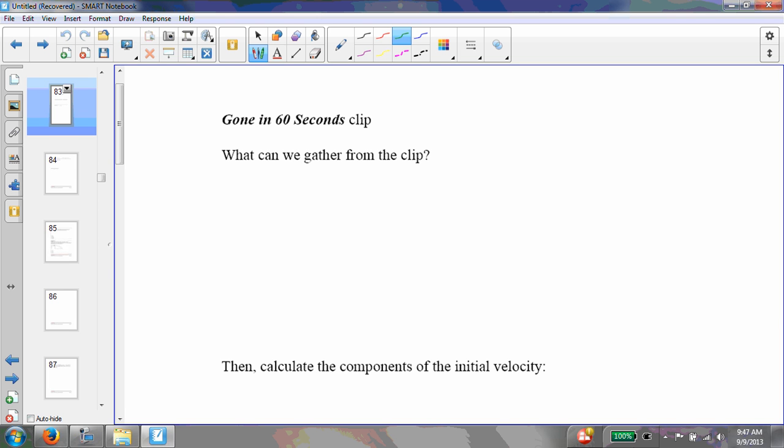We want to know a couple of things about this. We want to know what is his range. That is, what is his x distance? What distance does he travel in the x direction? And of course, we'll also need to know what is his time that he's in the air. And we might also want to find out what is his maximum height. Let's go ahead and watch the clip.